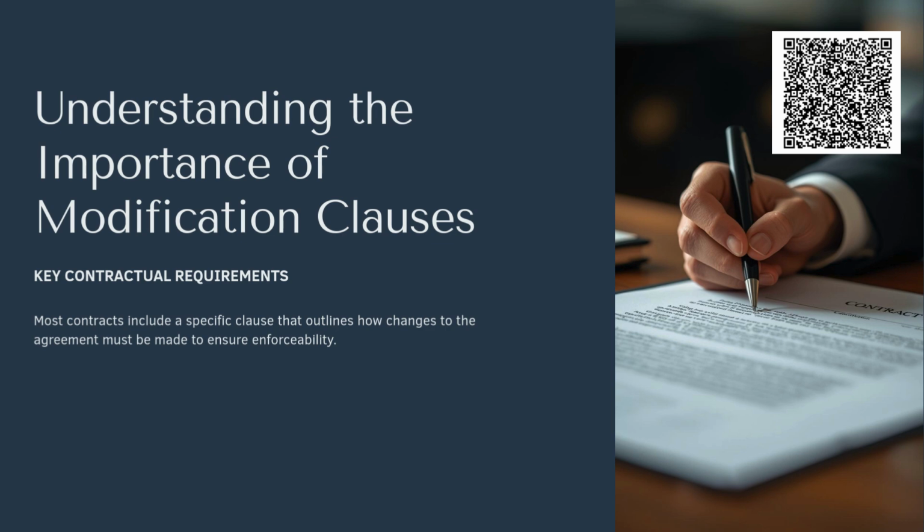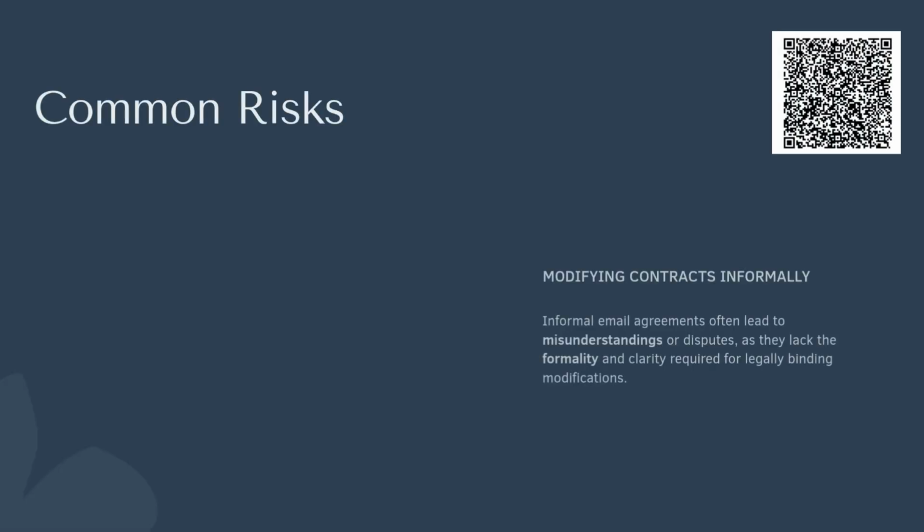Why the modification clause matters most. Here's what really matters. Most contracts include a modification clause. This clause sets out how changes must be made, usually requiring written form and signatures from both parties. If you don't follow that procedure, the modification may not be enforceable. The terminology is secondary. Compliance with the contract is critical.